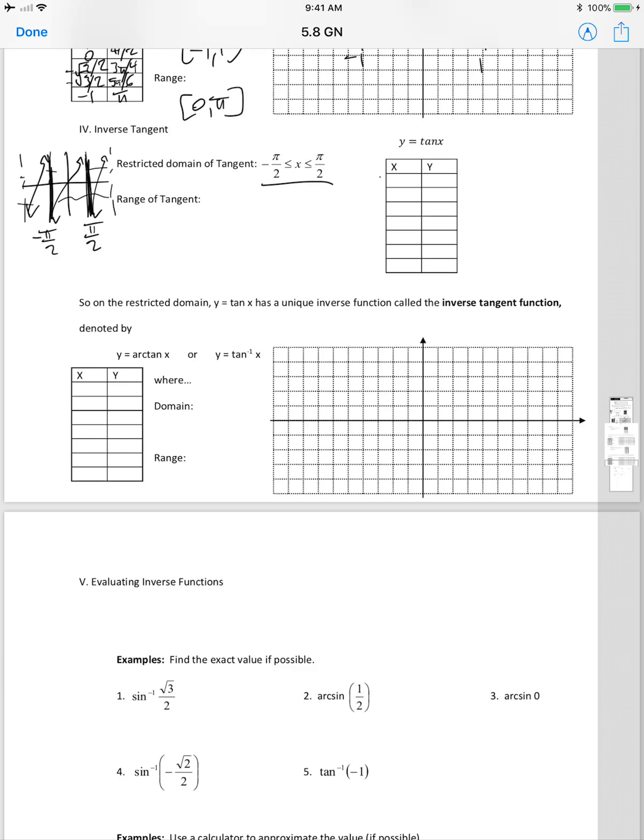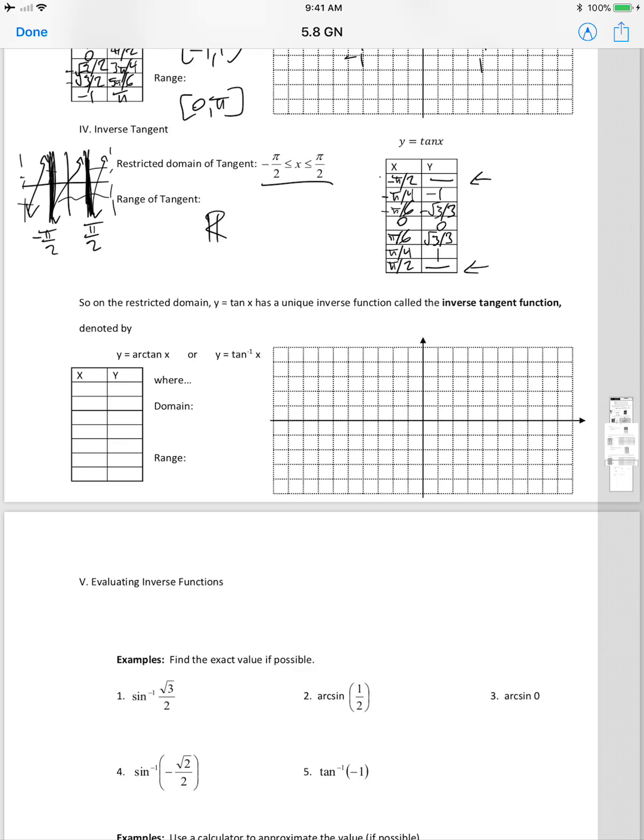So if I restrict my domain to just that section, and then look at the points in between here. So there's an asymptote there, an asymptote there. Then I see that my range, just in this section here, right, I have asymptotes at the end. So really my range is all real numbers. I'm going to hit every y value. And then my domain has been restricted to between -pi/2 and pi/2.